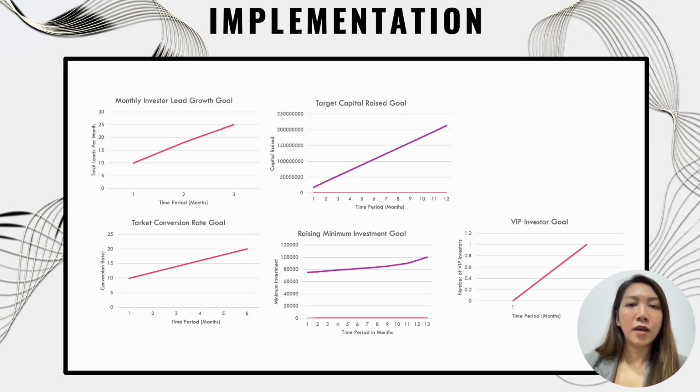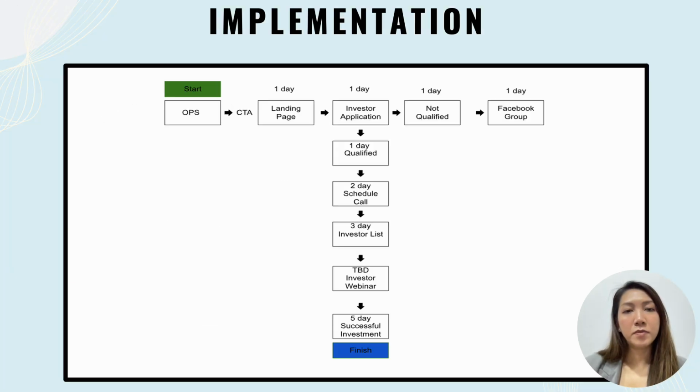Key KPIs for implementation include monthly lead growth, capital raising targets, and conversion rate improvements. Monitoring these KPIs will ensure the successful execution of OPS and its impact on the capital raising process. OPS begins with a call to action from various digital platforms, directing potential investors to a landing page. If the investor meets the criteria, they're qualified and invited to participate in investment opportunities. But non-qualified investors are directed to educational resources to eventually become eligible.